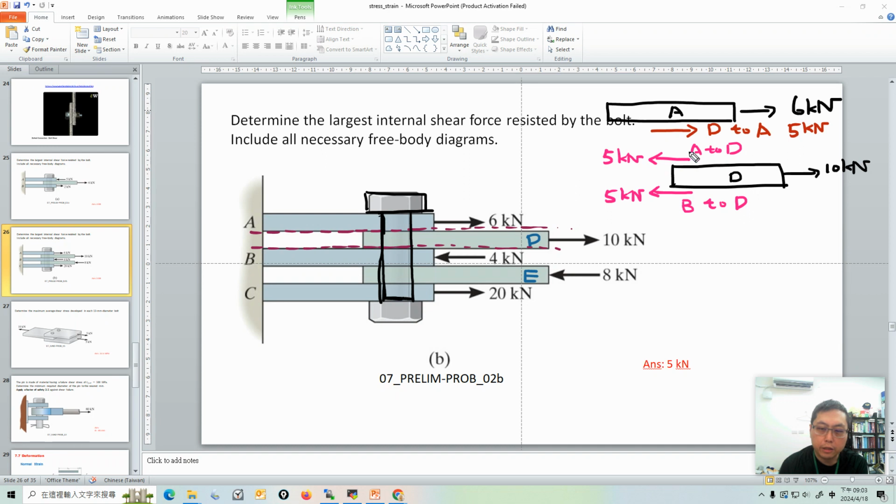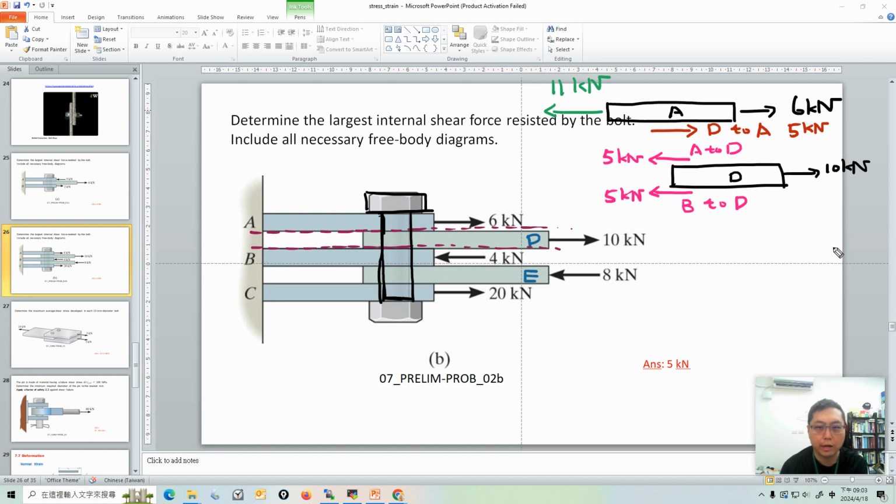In this topic, everything is static, so there must be another force acting on A to keep A static. Right now on A we have a force of 6 kilonewton pointing to the right and 5 kilonewton pointing to the right, so there must be 11 kilonewton pointing to the left to keep everything static. Here is the free body diagram of A.